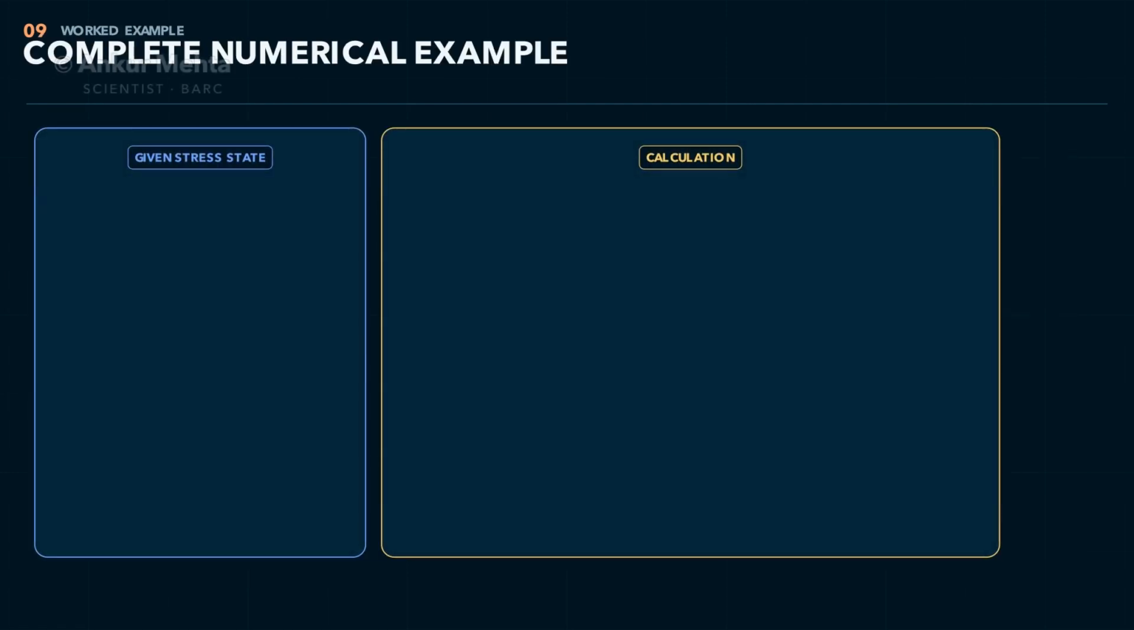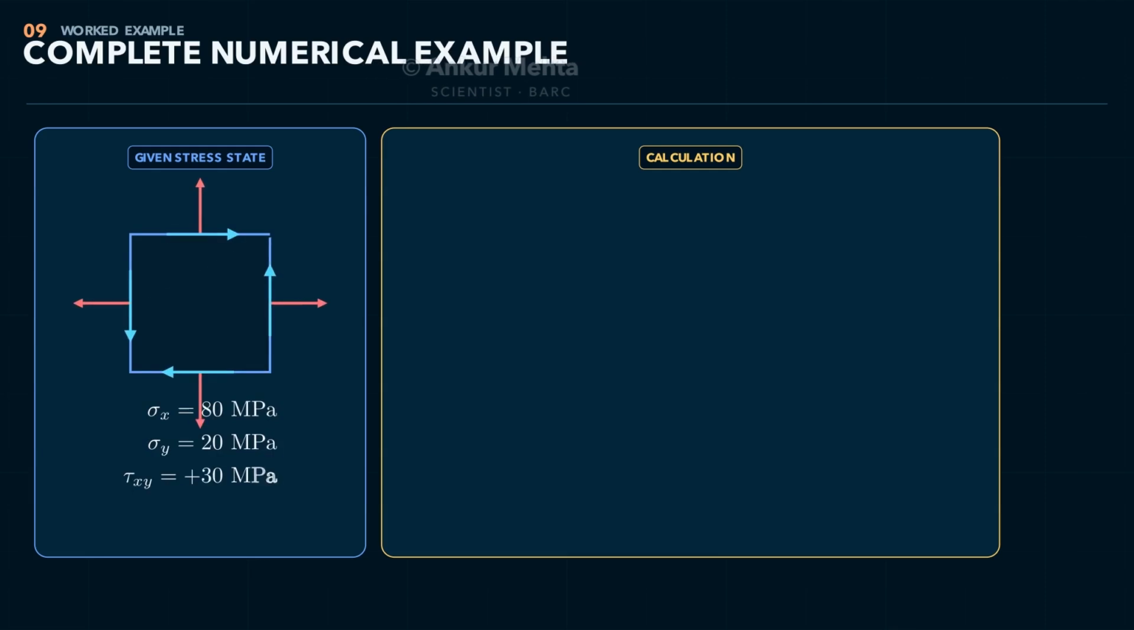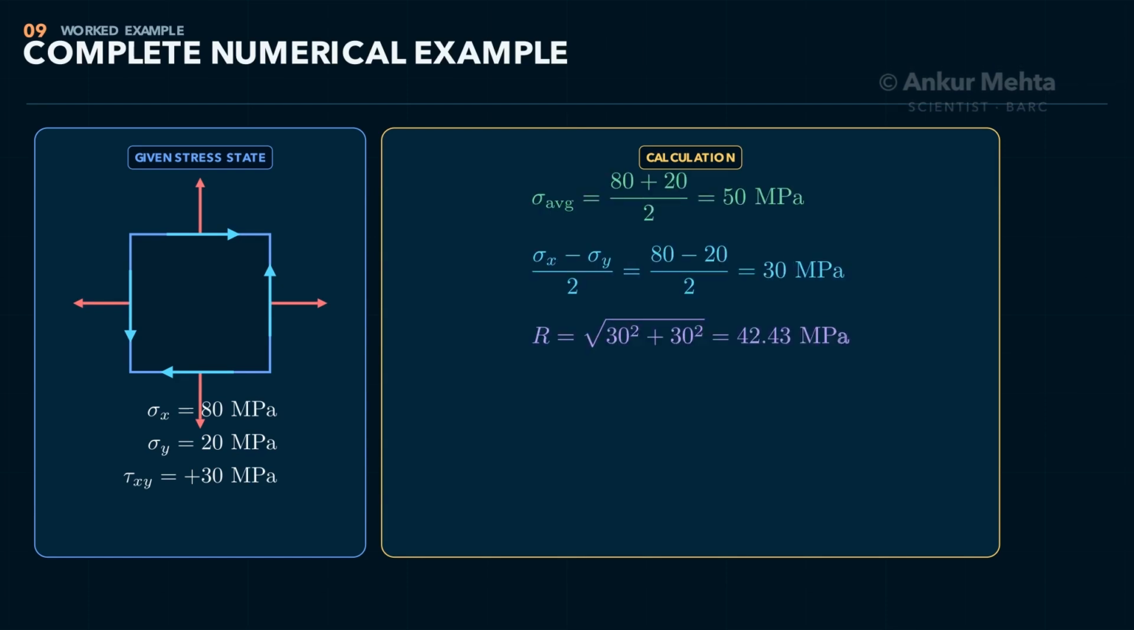Consider sigma x equal to 80 megapascals in tension, sigma y equal to 20 megapascals in tension and positive tau xy equal to 30 megapascals. The average normal stress is 50 megapascals. The half difference is 30 megapascals. The radius quantity is the square root of 30 squared plus 30 squared, which is 42.43 megapascals. Therefore, sigma 1 is 92.43 megapascals and sigma 2 is 7.57 megapascals.